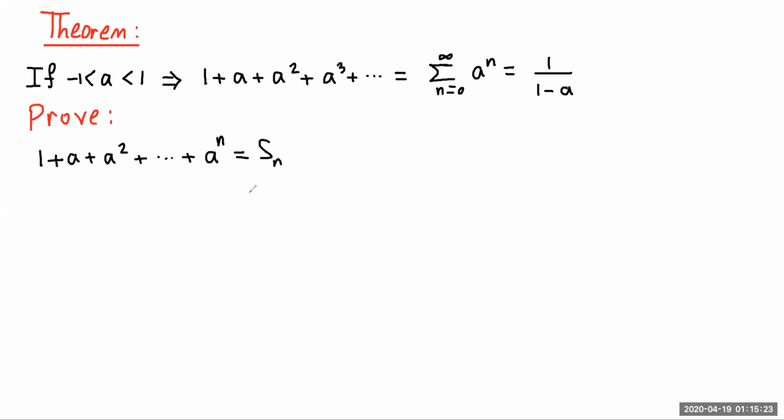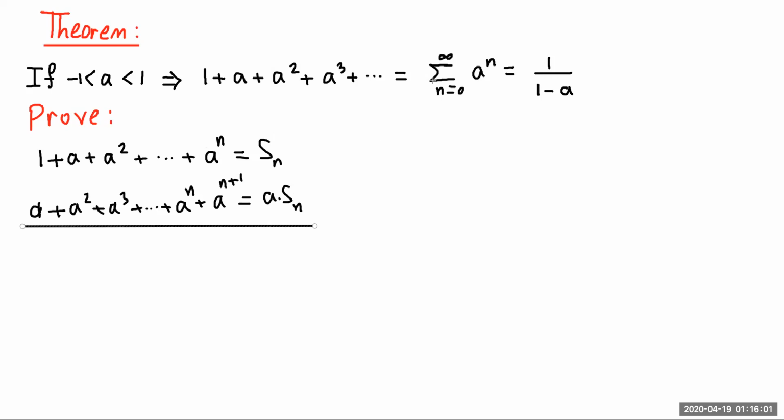So we can write, if I multiply this by a, what is a times Sn? It's a plus a power 2 plus a power 3 plus, and before the term a power n, there is a power n minus 1. So I can write a power n minus 1 times a, which is a power n, plus this term a power n times a, which is a power n plus 1. Now let's subtract these two equations.